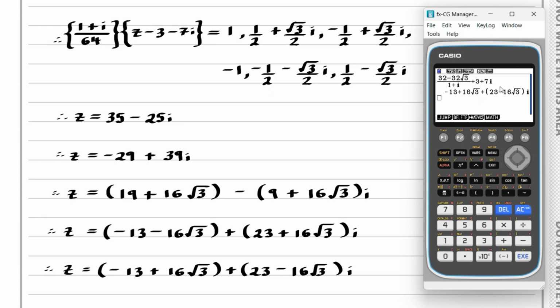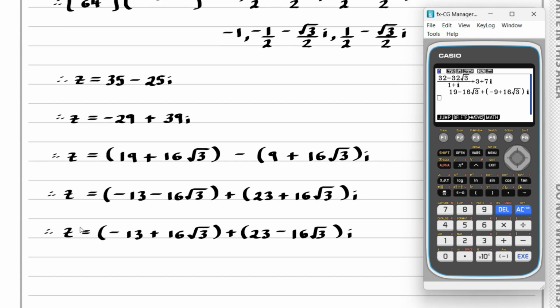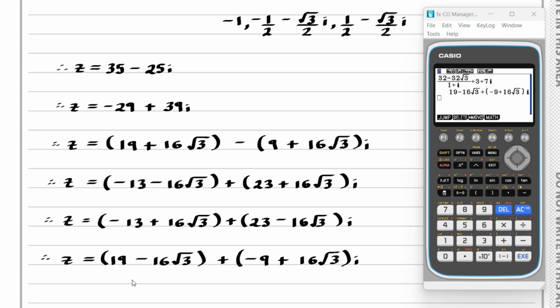We get this result here, and if I work this out, I end up with this solution: 19 subtract 16 root 3 plus negative 9 plus 16 root 3i.